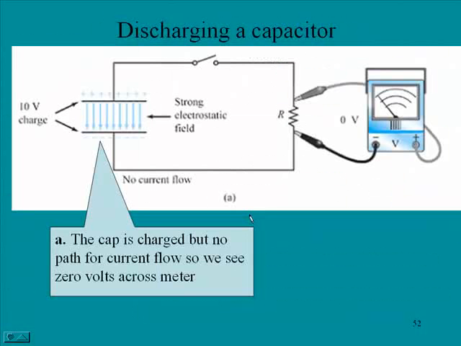Now, the next slide here, we're going to look at discharging a capacitor, and we'll be looking at this slide and the next one. And so you'll notice here we have the strong charge across this capacitor. There is an electrostatic field that has been developed, but you'll notice the circuit is open. So the charge remains, it does not discharge. And you'll notice the voltage across the resistor is 0 volts because the circuit is open.